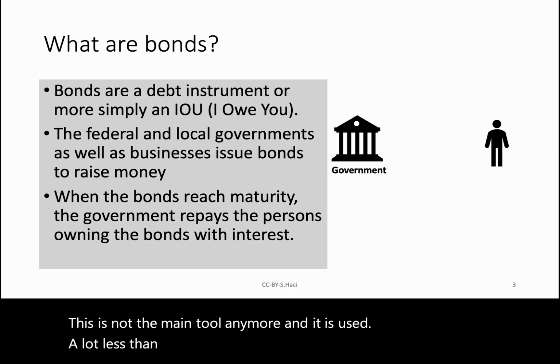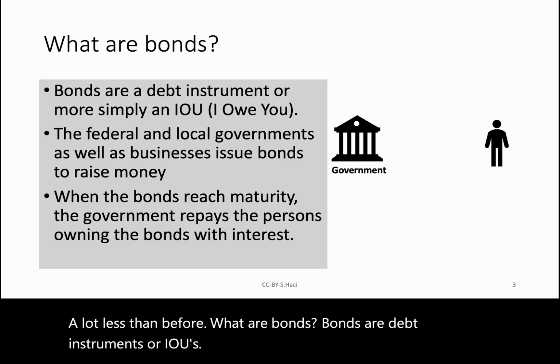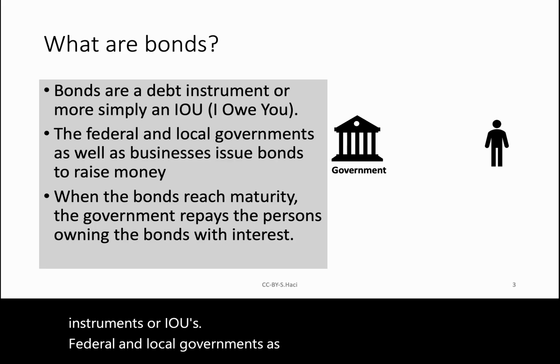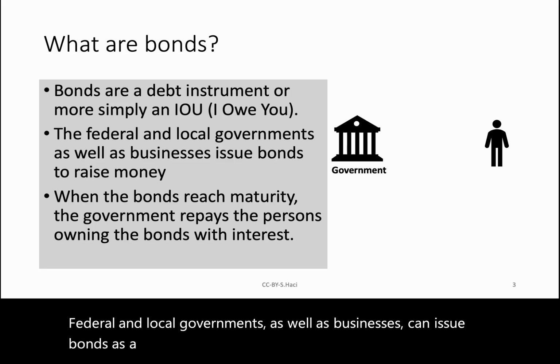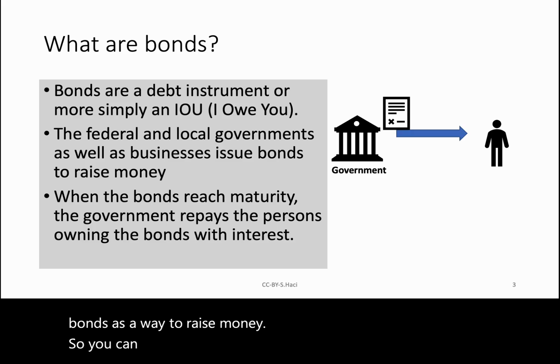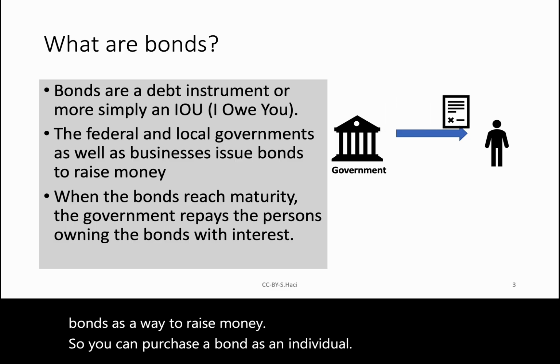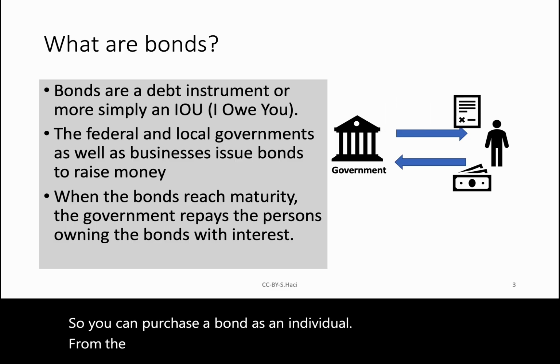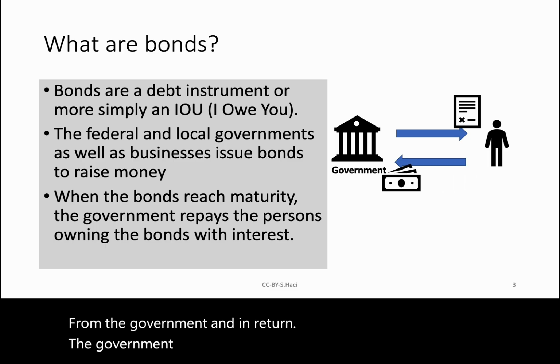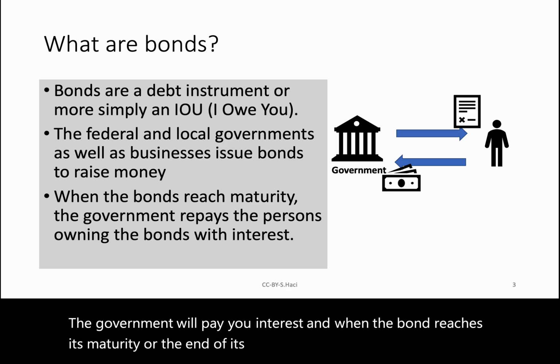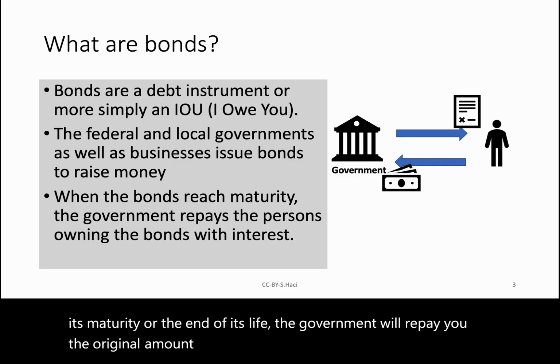What are bonds? Bonds are debt instruments, or IOUs. Federal and local governments, as well as businesses, can issue bonds as a way to raise money. So you can purchase a bond as an individual from the government, and in return, the government will pay you interest, and when the bond reaches its maturity, or the end of its life, the government will repay you the original amount that you lent.